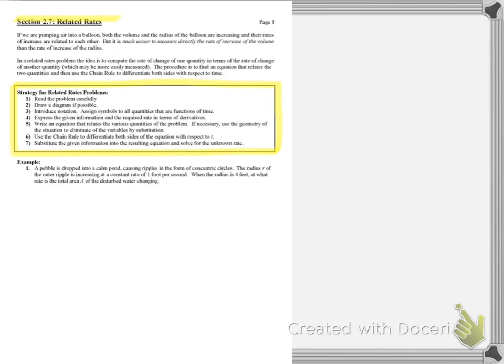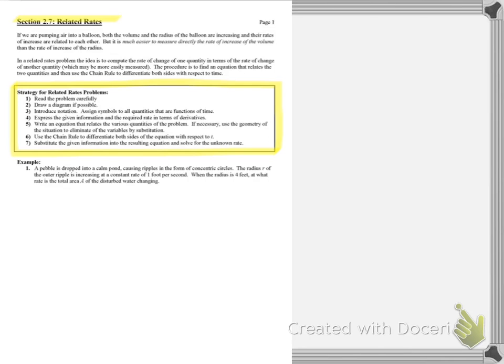However, it is much easier to measure directly the rate of increase of the volume than it is of the radius. In all related rates problems, the idea is to compute the rate of change of one quantity in terms of the rate of change in another, which is usually more easily measured. Then we use the chain rule to differentiate both sides with respect to time.